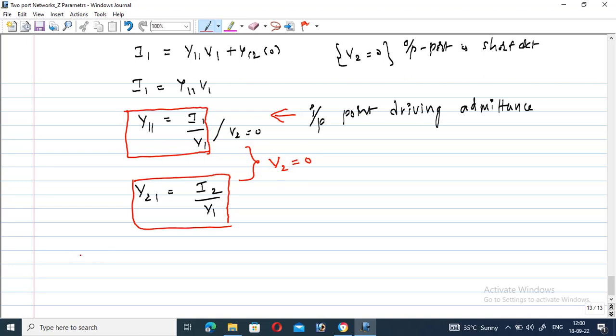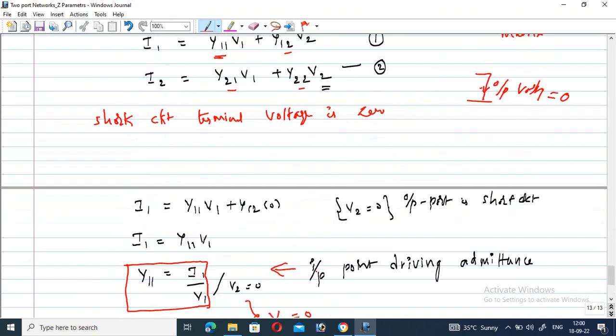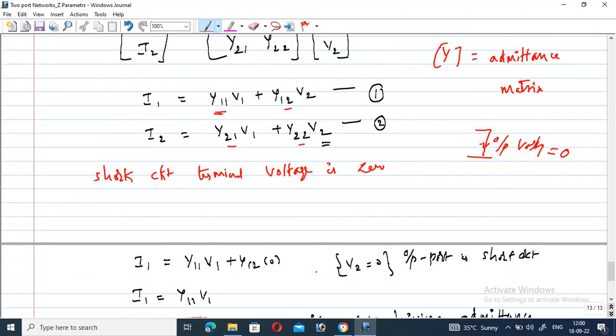Suppose consider the third case when the input port is short circuit. What happens? V1 value is equal to 0. When V1 value is equal to 0, what parameters are you going to calculate? When V1 is equal to 0, you have to calculate y12 as well as y22. So from this, y12 is equal to I1 by V2.